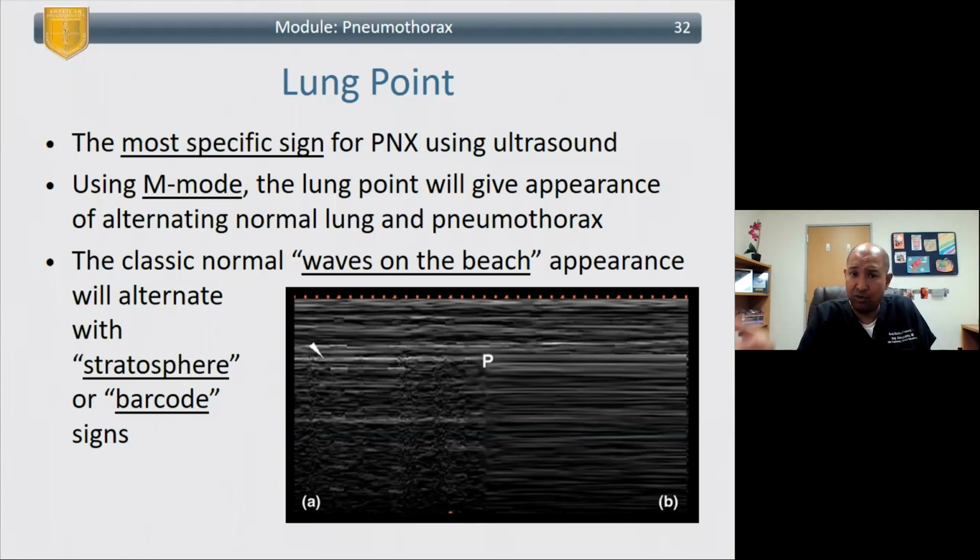No pneumothorax to pneumothorax. So when we look at A over here, well, this is going to be waves, and here's a sandy beach. This is normal lung. Well, over here, this looks very barcode, you know what I mean? Very stratosphere. So you can see this transition right here. That's why we put P. This is going to be lung point. So if you can find a lung point, that is the most specific sign to call it a pneumothorax.